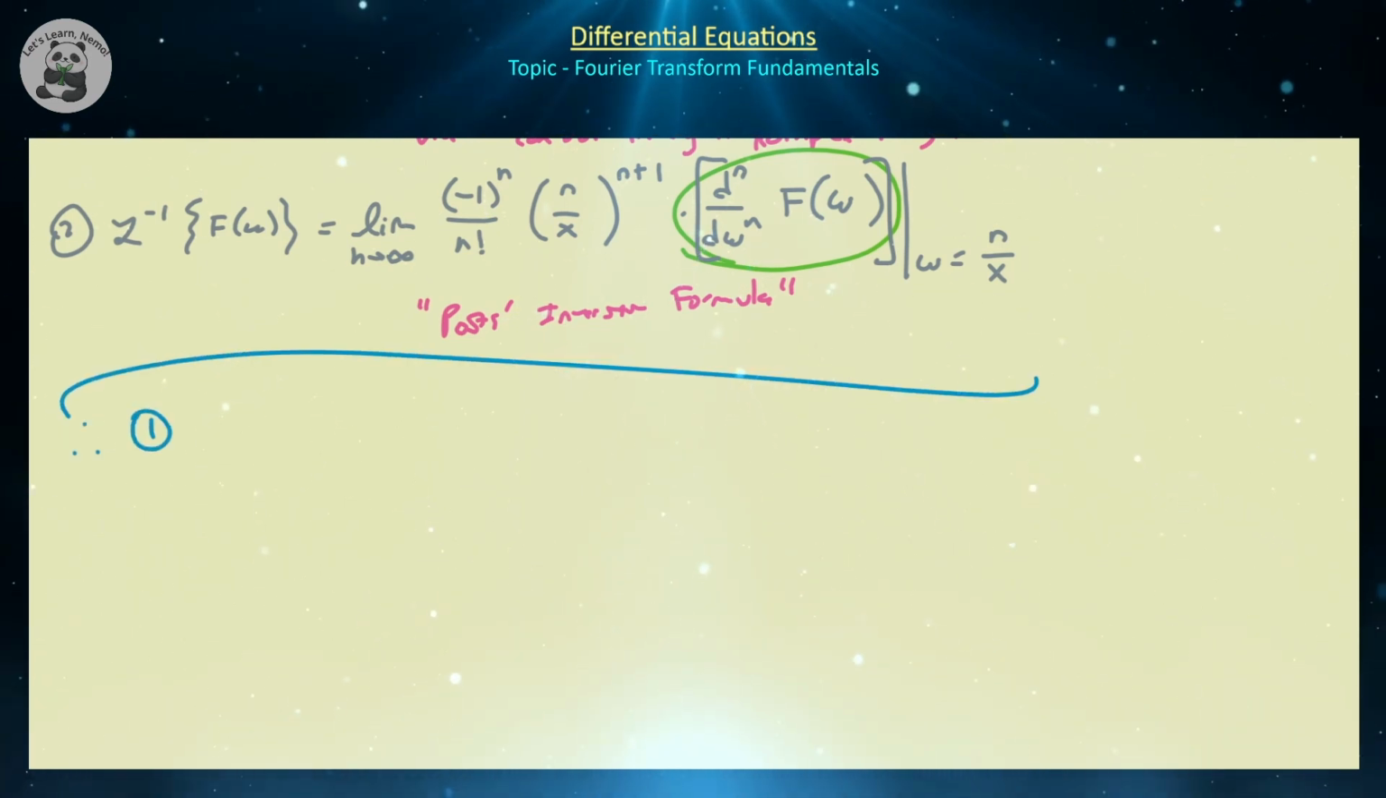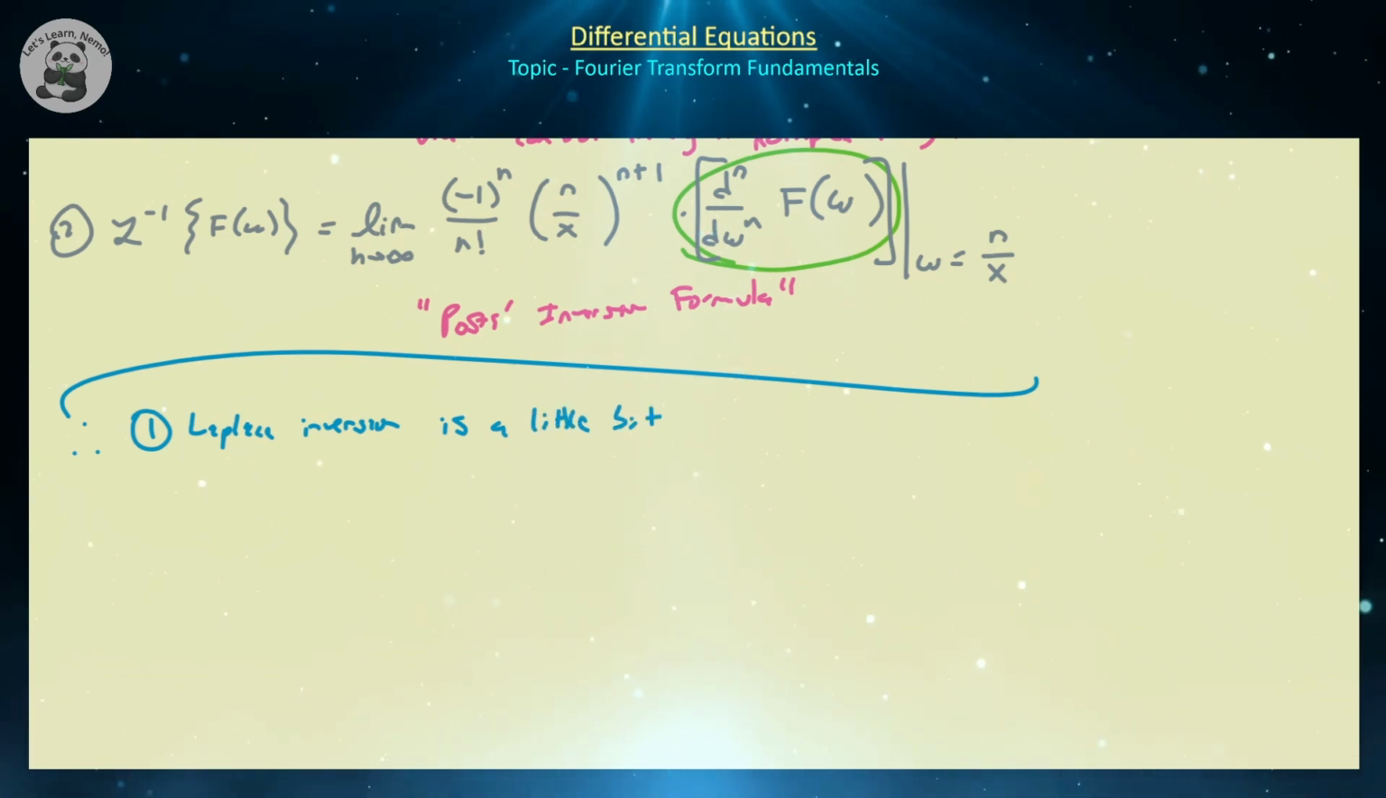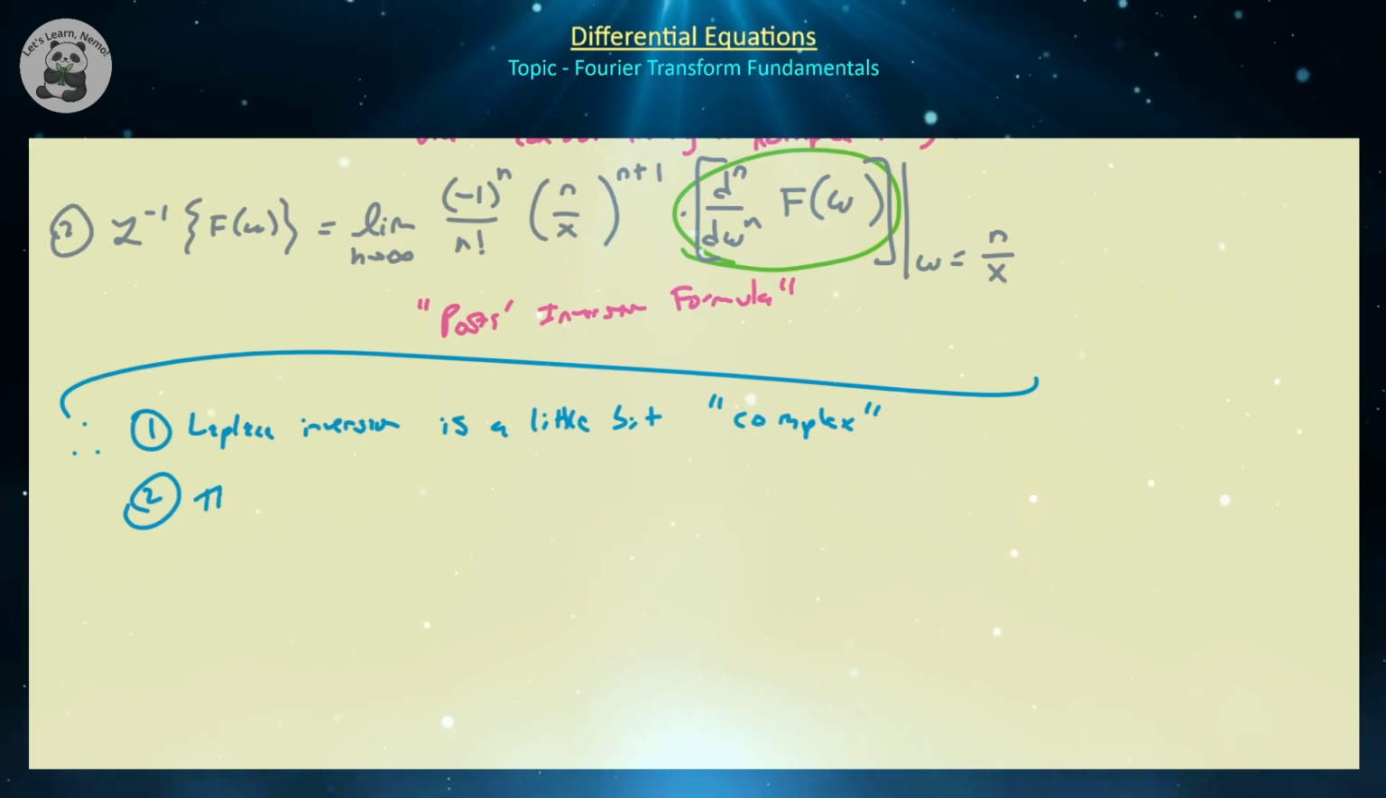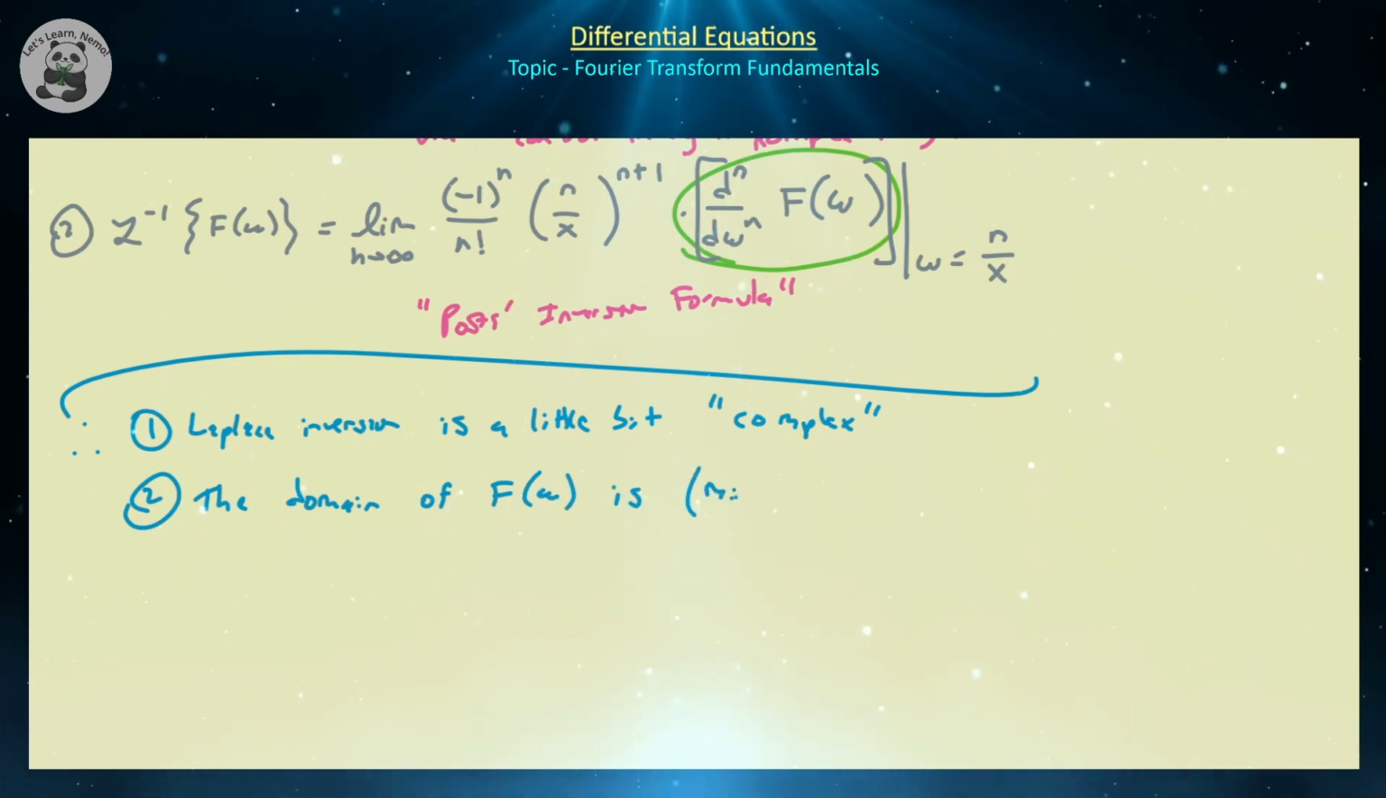So issue number 1, Laplace inversion. Laplace inversion is a little bit complex. And you could, in some sense, say that the pun is intended here when I say complex. And also, another issue is that the domain of the Laplace transform is, at least in some sense, minimally.